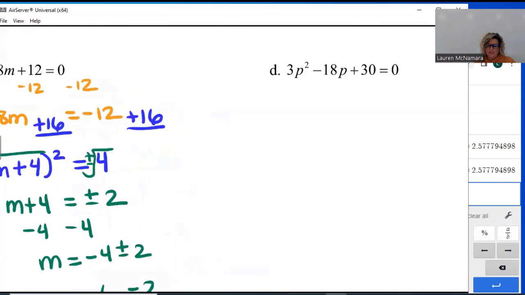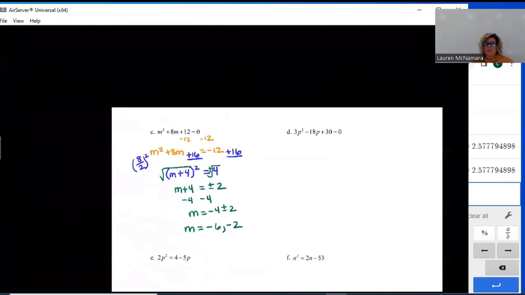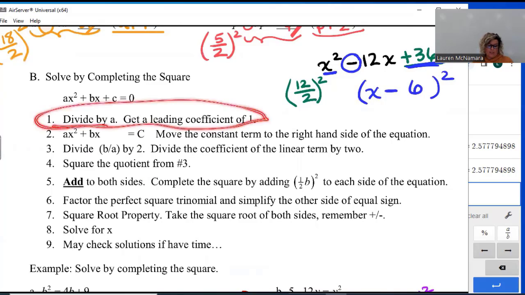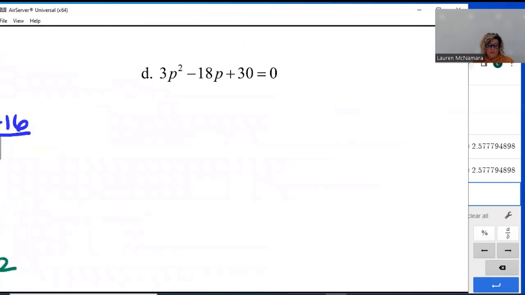All right, so let's look at D. First thing I noticed about D is it doesn't have a coefficient of 1. So divide by A, get the leading term to have a coefficient of 1. That's the first thing that I need to do. Well, that happens to be the greatest common factor. So when I divide through by 3, you're dividing everything by 3. You're even dividing the other side by 3 because it divides out.